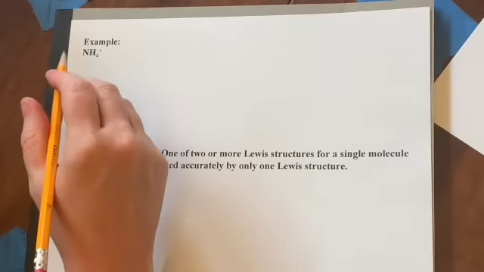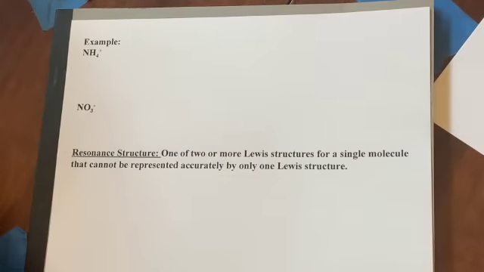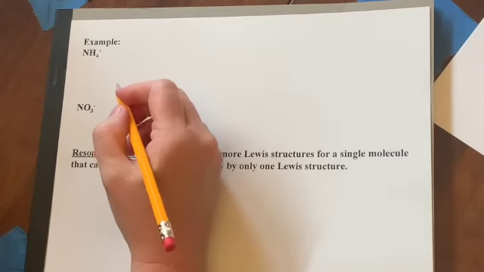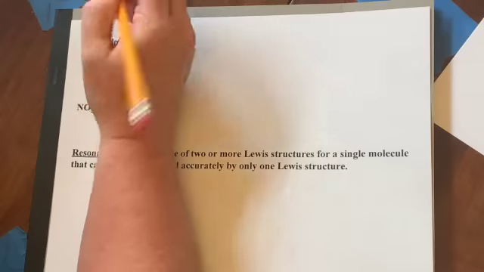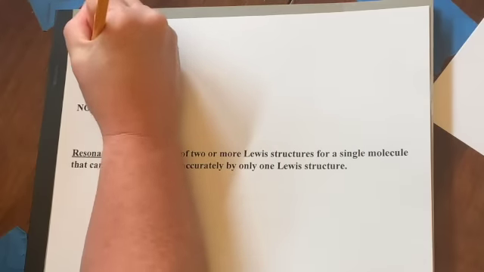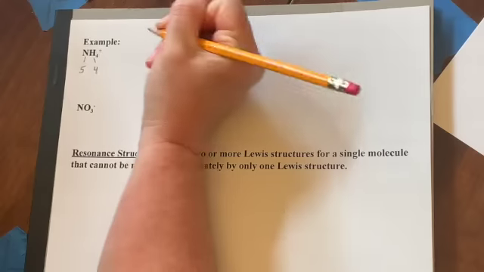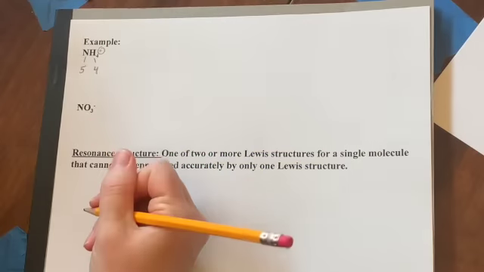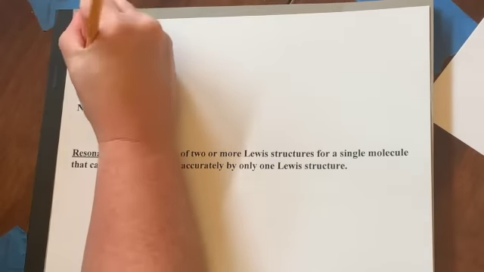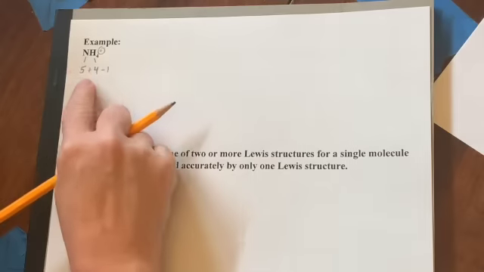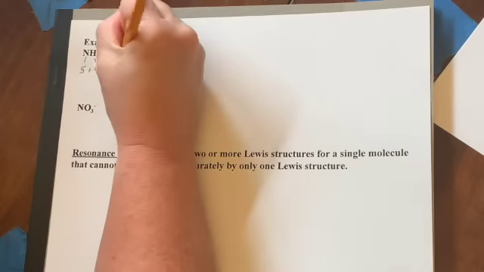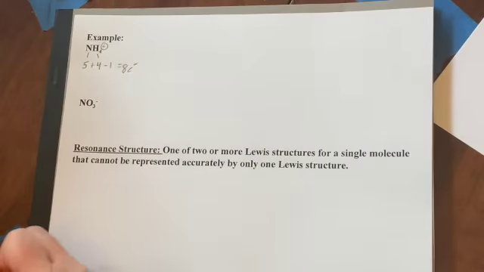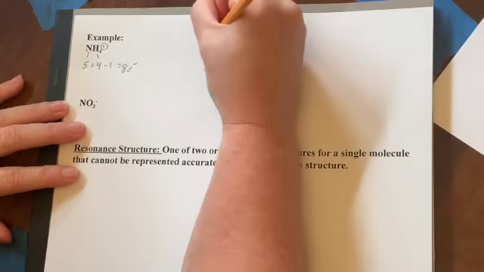So for ammonium, which one am I doing first? Yeah, for ammonium. It doesn't matter which one we do first. For ammonium, nitrogen has 5, hydrogen has 1 each, so that's a total of 4. But this is a positive charge, so we're going to subtract 1. So it's 5 plus 4 is 9, minus 1, so you are dealing with a total of 8 electrons.